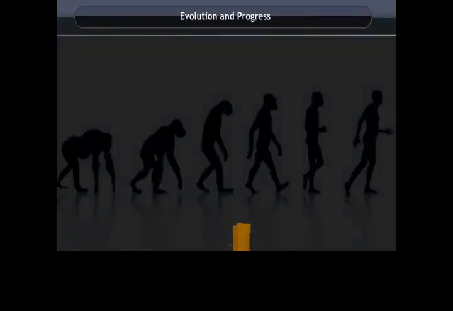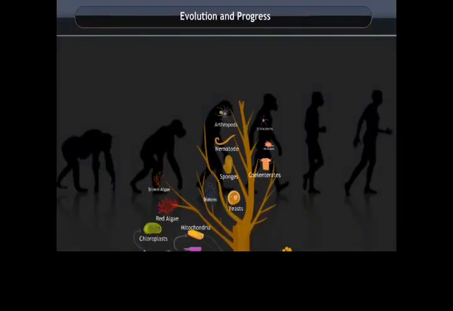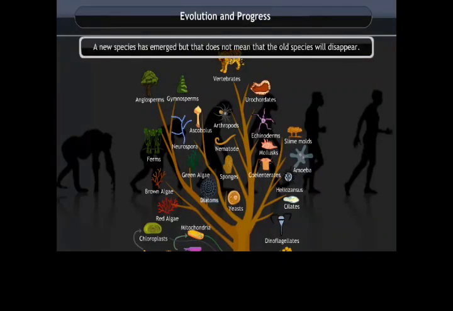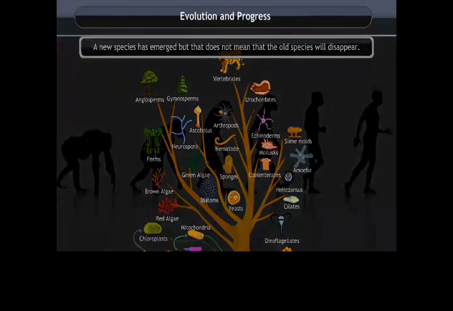Evolution and progress. It is not as if one species is eliminated to give rise to a new one. There are multiple branches possible at each and every stage of this process. Once a new species has emerged, the old species may disappear. It will all depend on the environment.